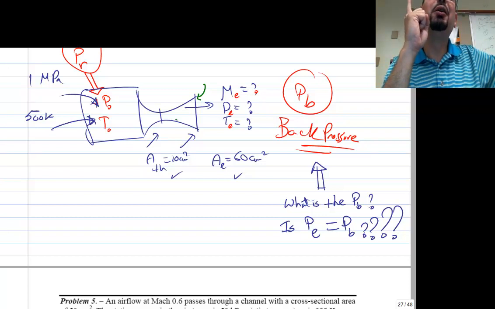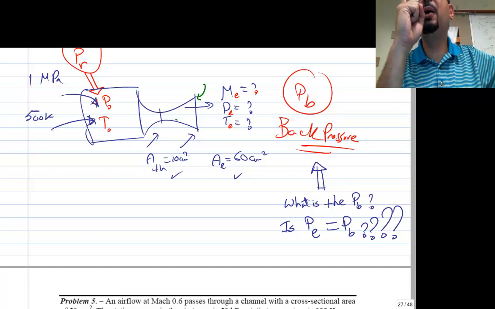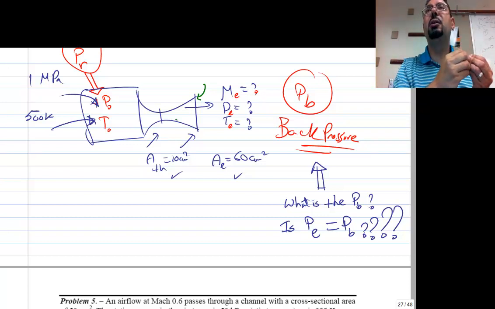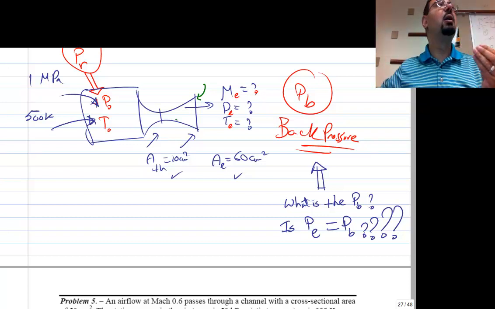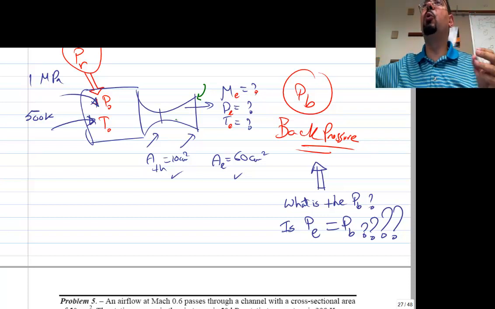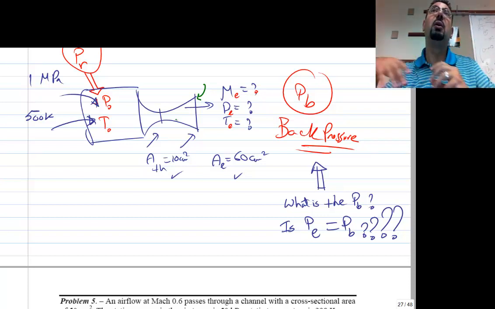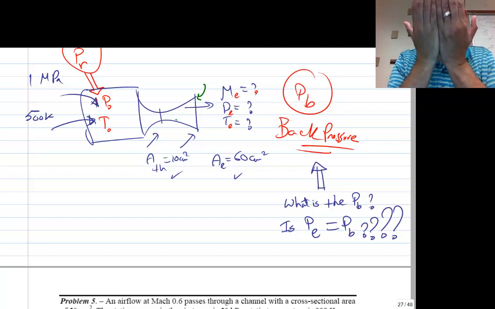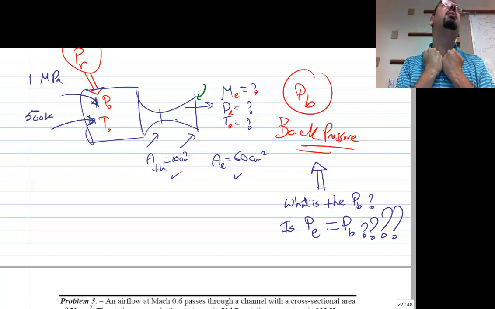Let me repeat the question again. Is P exit the same as P back? The exit pressure that the flow is leaving with, and the back pressure, the pressure of the room where this flow is leaving to. Is it the same, or can it be different? It has to be the same, just different velocity. It has to be the same in subsonic flow.